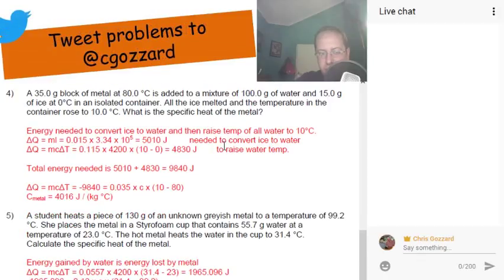Okay, the next one. A 35 gram block of metal at 80 degrees.